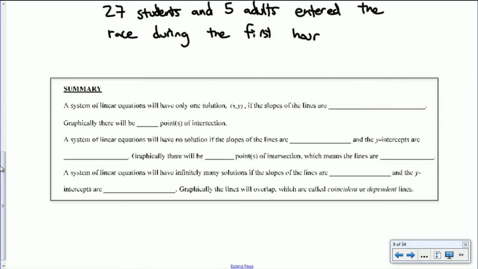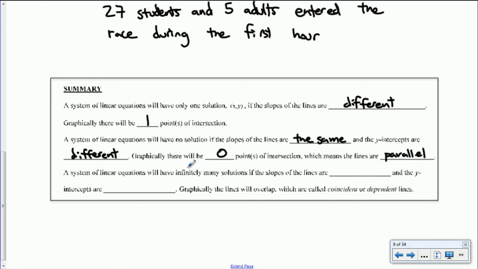Okay, summary for the day. A system of linear equations will have only one solution if the slopes of the lines are different, or unique. Graphically, there will be one point of intersection. A system of linear equations will have no solution if the slopes of the lines are the same and the y-intercepts are different. So that's a situation where the lines are parallel. There will be 0 points of intersection, which means the lines are parallel.